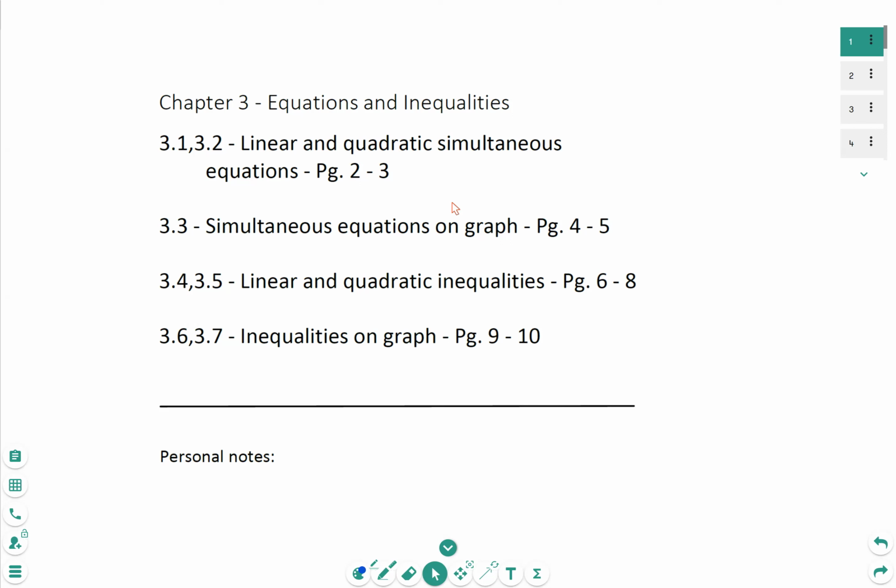And then you learn about graphs, not that important, but the next important thing is quadratic inequalities. You'll see it a lot in A-level maths, and they will expect you to know this off by heart. There will be different chapters where you need to recall this knowledge. So without further ado, today we are looking into linear and quadratic simultaneous equations.